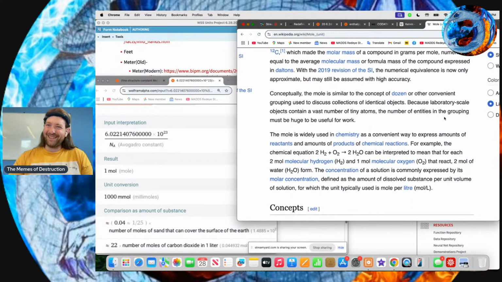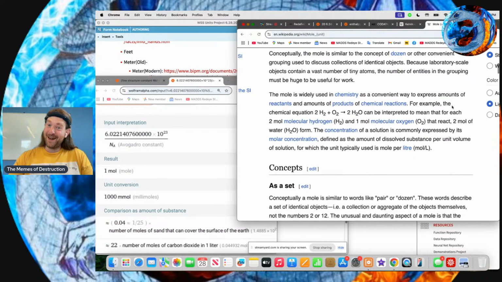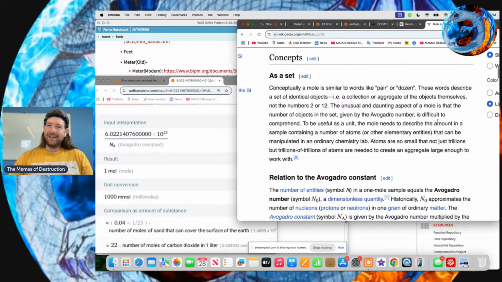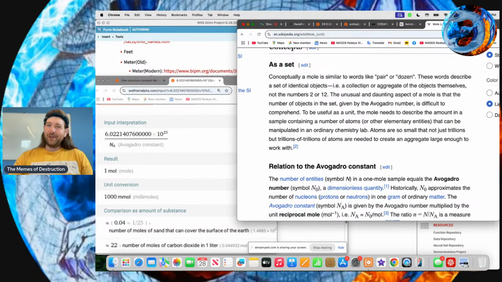Unless you care about those last couple of significant digits, which some folks do. Okay. Mole is widely used in chemistry as a convenient way to express amounts of reactants. For example, the chemical equation 2H2 plus 2O2 equals 2H2O can be interpreted to mean that each 2 grams, okay, so we can do water. All right, as a set. The concept of mole is similar to words like pair, dozen, these describing identical objects. Usually daunting as for the mole, the number of objects is difficult to comprehend.